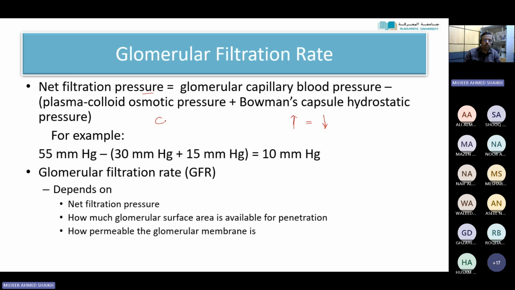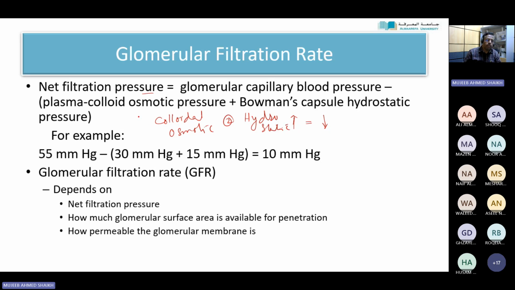One is called colloid osmotic pressure. And the second one is hydrostatic pressure. These two types of pressures are there.